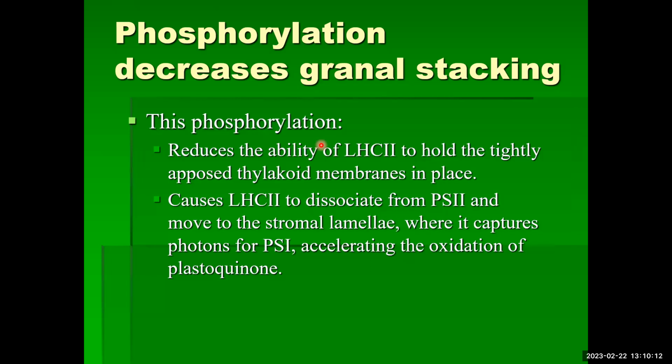So by phosphorylating that little piece of the light harvesting complex protein component, you reduce the ability to properly oppose the thylakoid membranes in place. That causes dissociation of the light harvesting complex from PS2, and now it moves to the stromal lamellae where it associates with PS1. By increasing the activity of PS1, you accelerate the oxidation of the reduced plastoquinone pools.